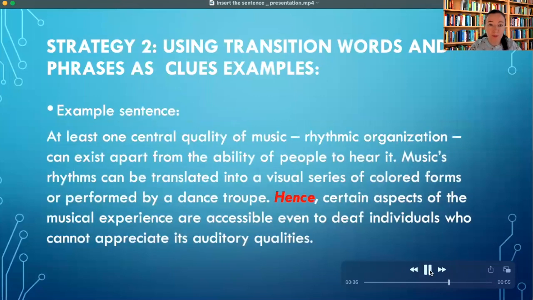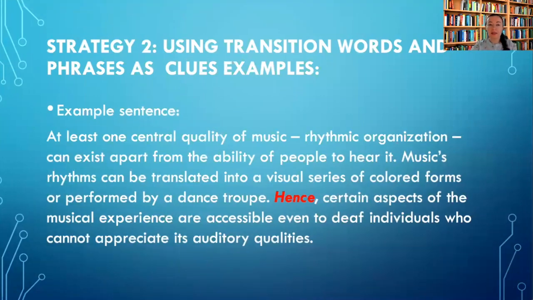type question. Let's have a look at the example sentence over here. At least one central quality of music, rhythmic organization, can exist apart from the ability of people to hear it. Music rhythms can be translated into a visual series of colored forms or performed by a dance troupe. Hence, certain aspects of the musical experience are accessible even to deaf individuals who cannot appreciate its auditory qualities.